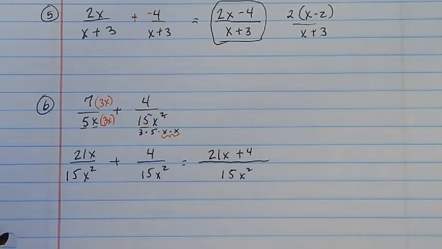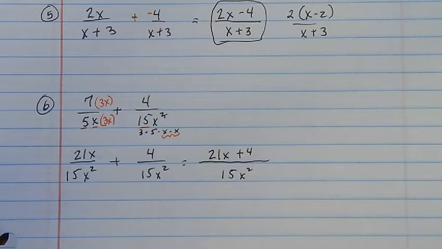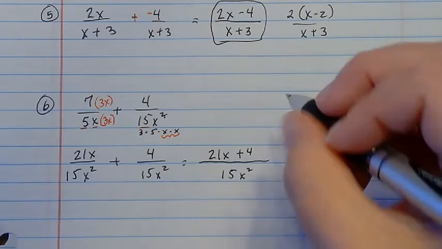So the answer would look like that. Since nothing factors here, I won't be able to cancel anything within the denominator, so that one stays just like it is. Let's do this one.